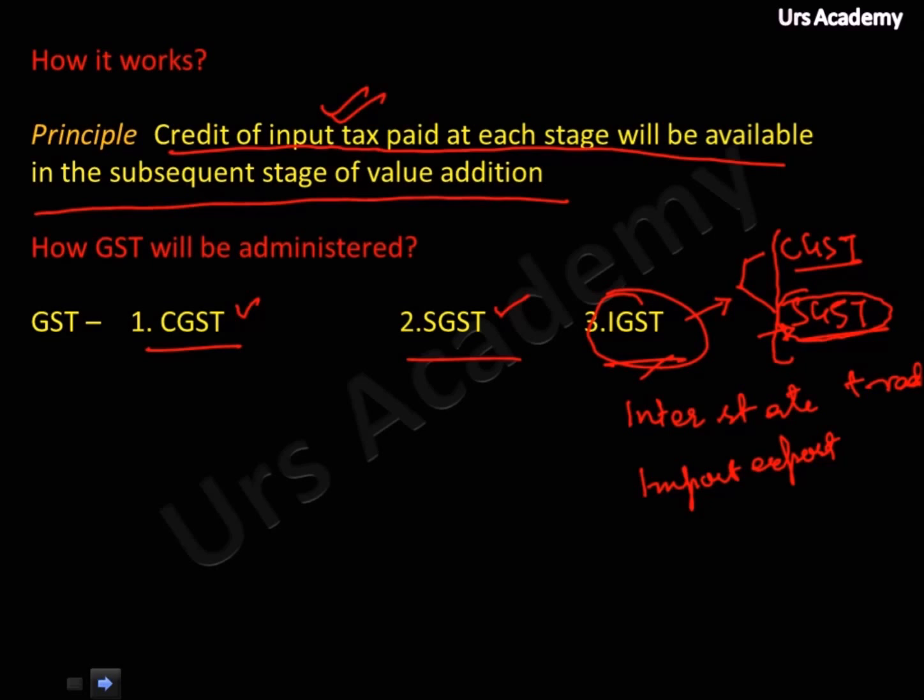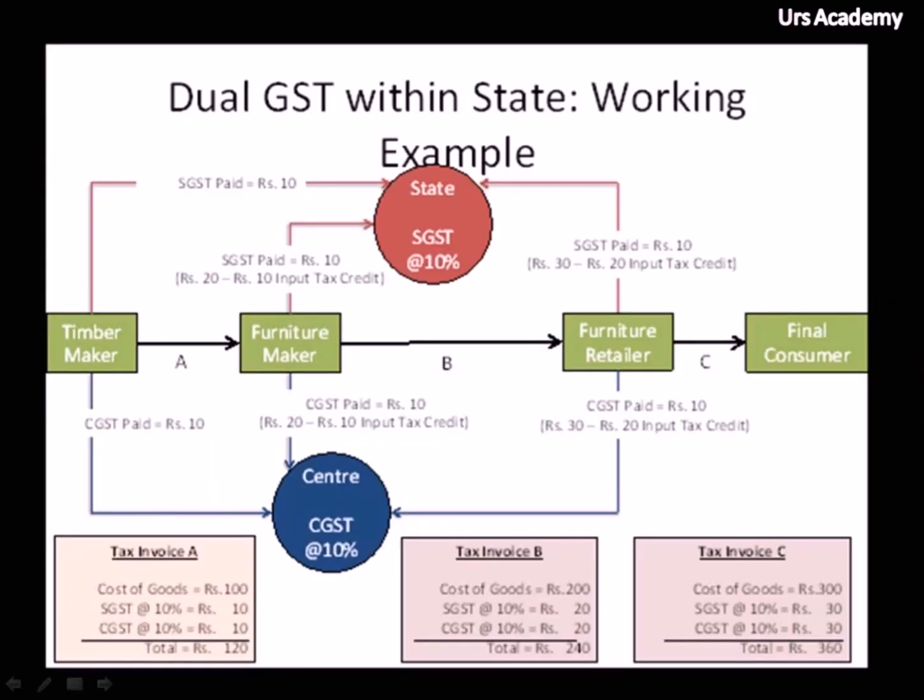We'll understand it in this example. Let's see this diagram. I got this diagram from the PIB site. That is a very nice site, and please follow the PIB. You will see very awesome articles there. And I got this figure from there because it's a very perfect example to understand it. So this is a dual GST within a state. Within a state there is dual GST, that is central GST and state GST.